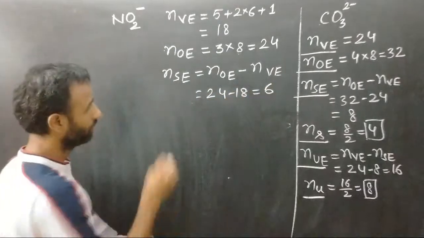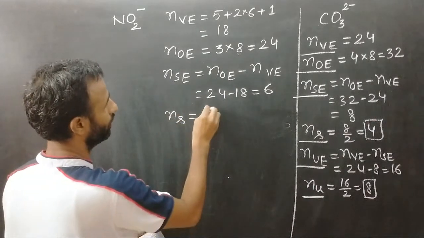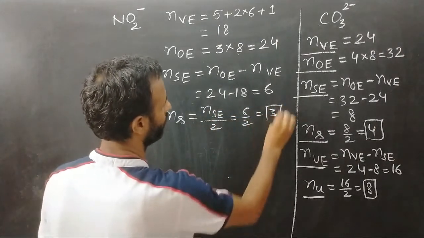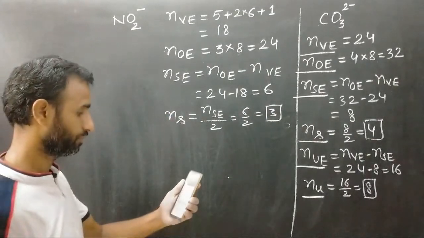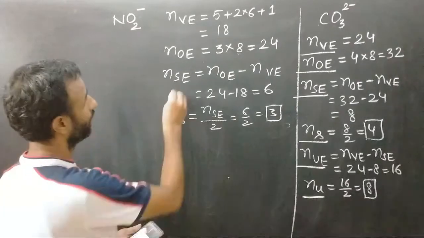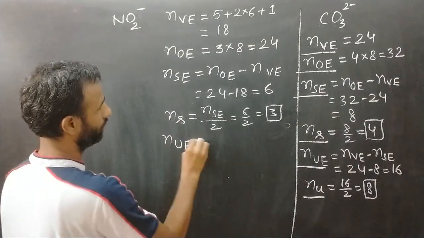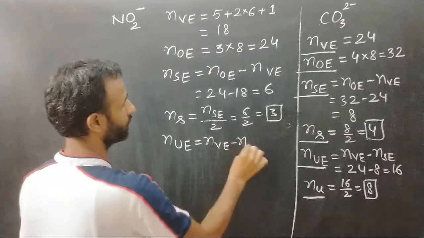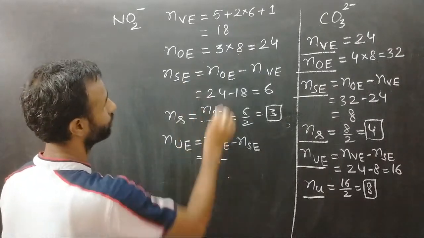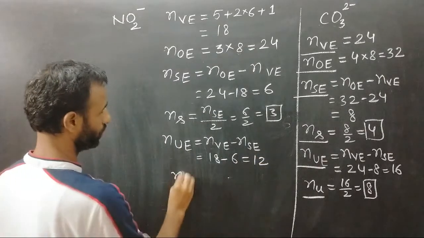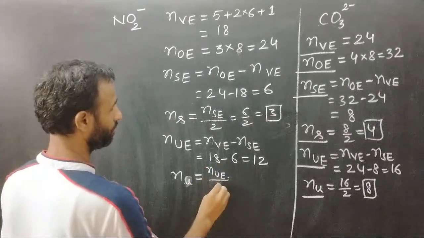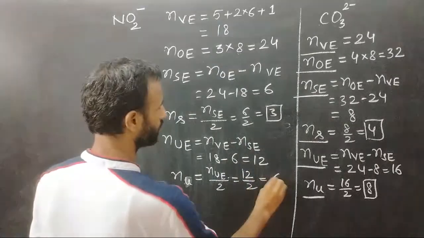Shared electrons equal total electrons to complete octet minus valence electrons, means 24 minus 18, that is 6. So shared pairs equal 3. Very good. And what about unshared pairs? Unshared electrons equal valence electrons minus shared electrons. Valence electrons is 18 minus shared 6, so 12. So unshared pairs equal unshared electrons divided by 2, 12 by 2 means 6.